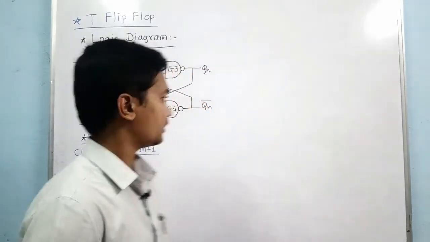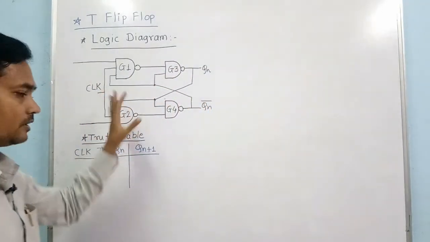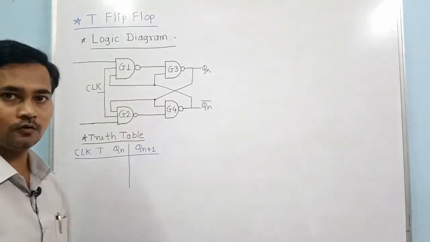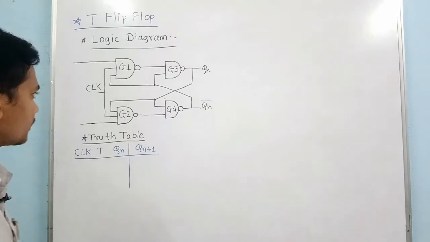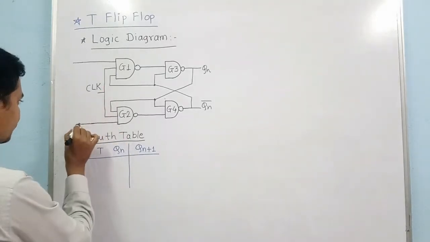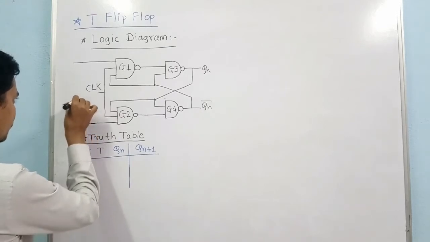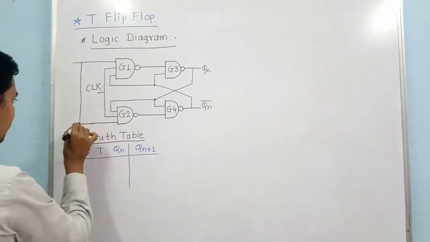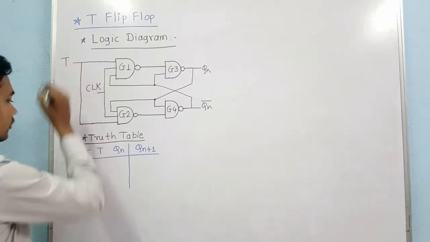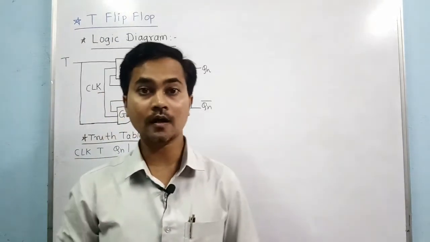So here is the logic diagram of the JK flip-flop, and if we want to convert this JK flip-flop into a T flip-flop, then we have to short the two inputs of JK, so it will become a T flip-flop. T stands for toggle flip-flop.